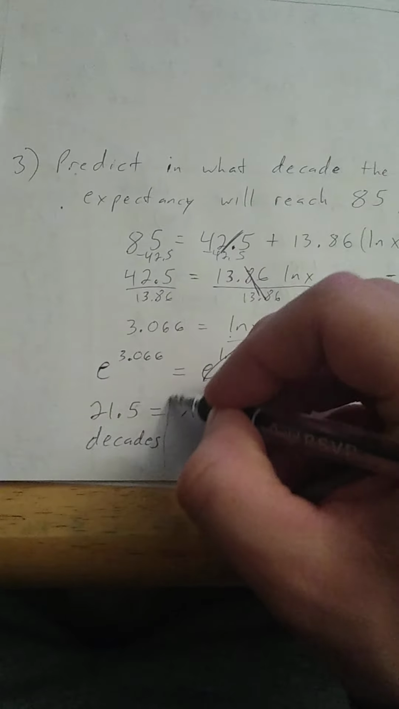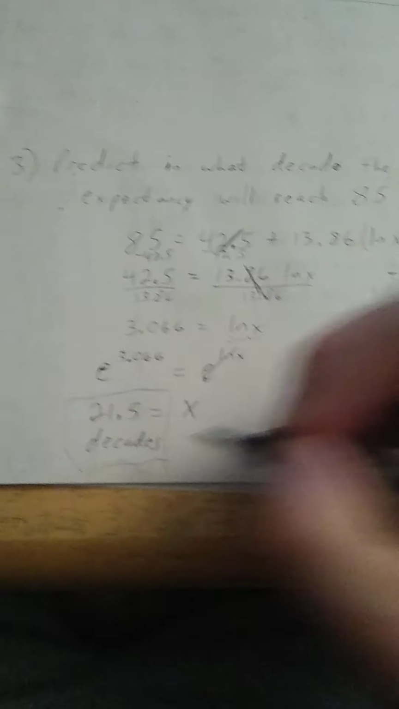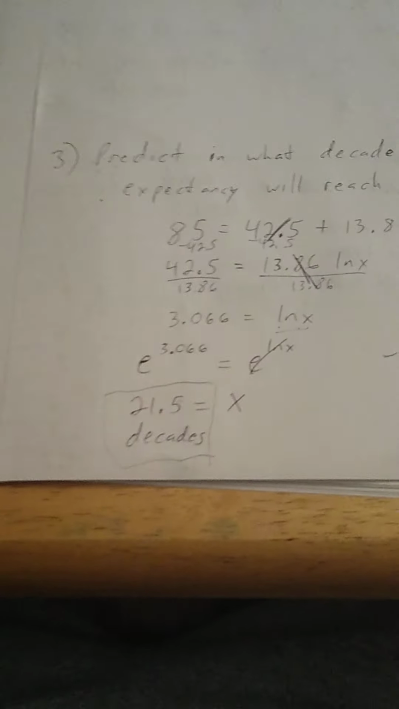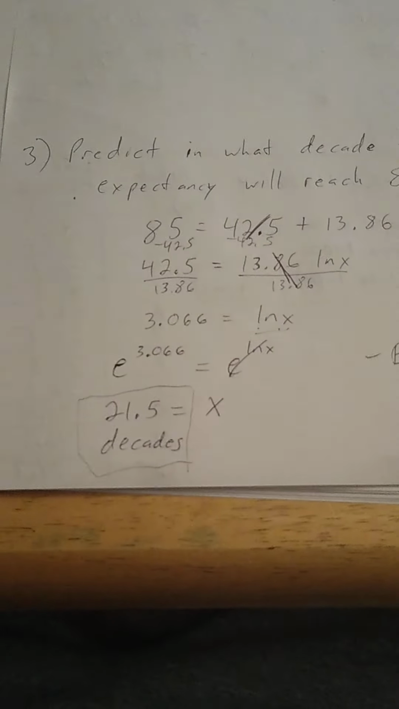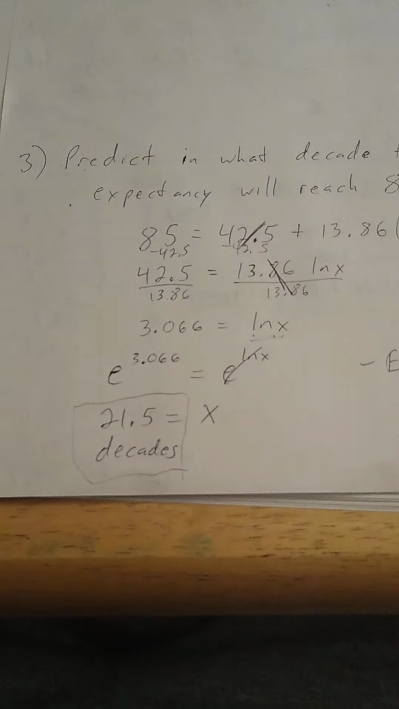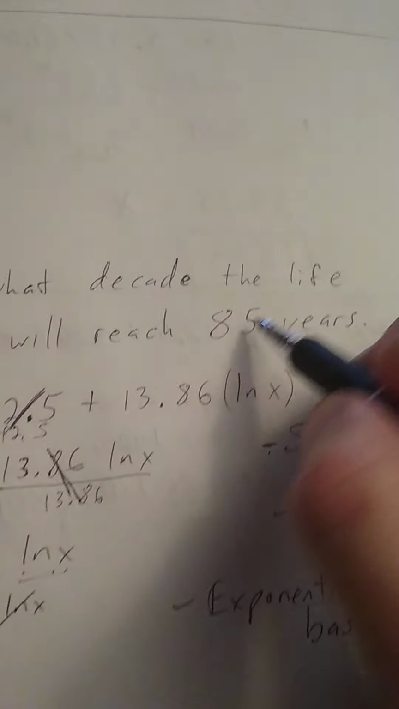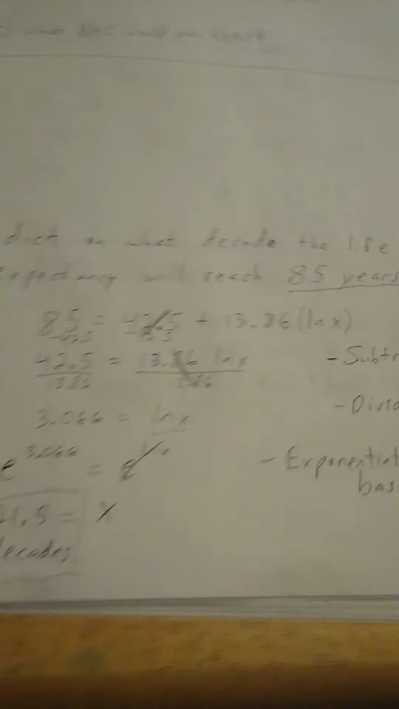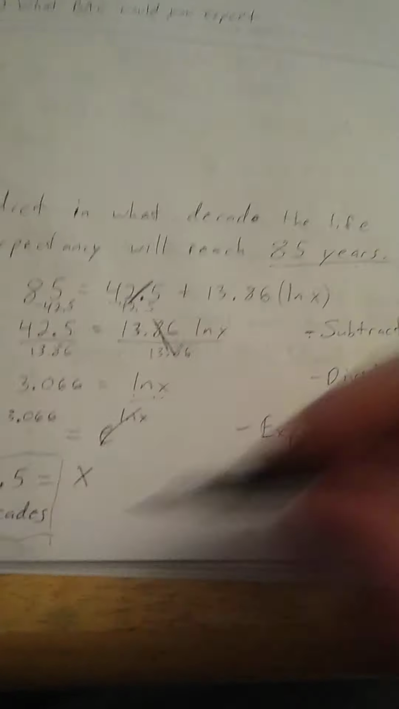So 21.5 decades from 1900, and we're about 12 decades since then. So we're talking another 9.5 decades from now, quite a ways before we supposedly reach a life expectancy of 85 years. As we know, a lot can happen between now and then, but that would be the prediction.